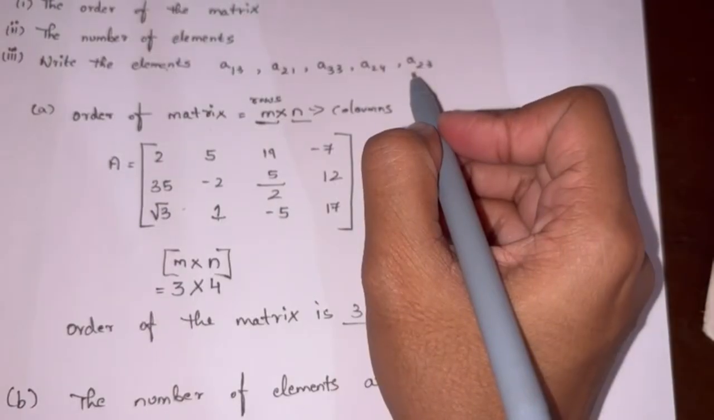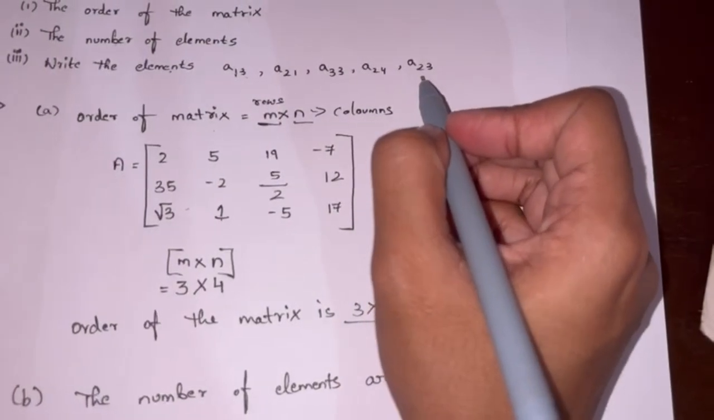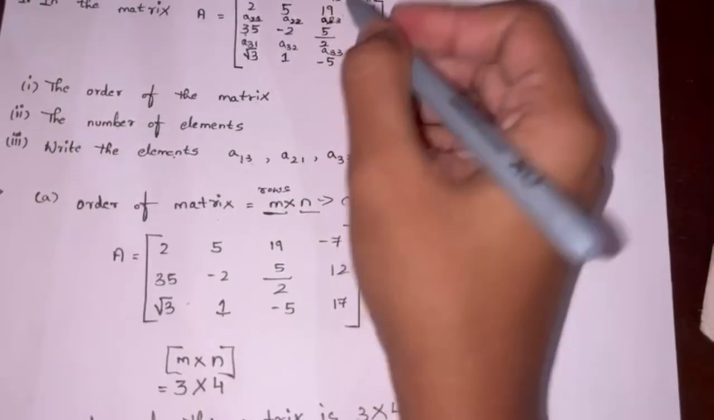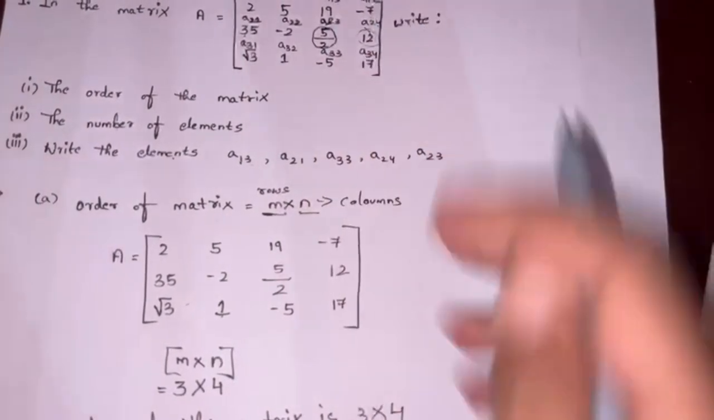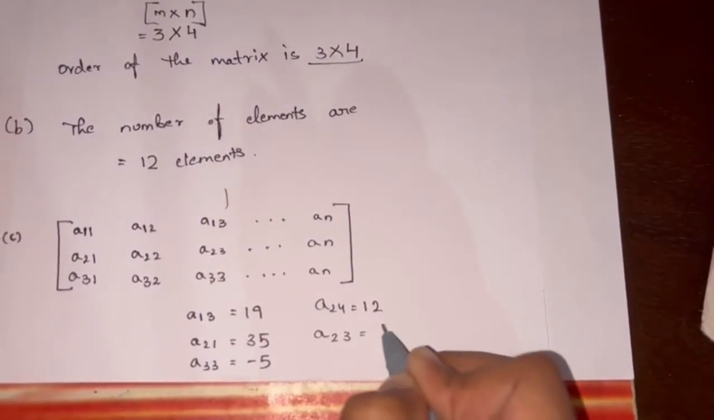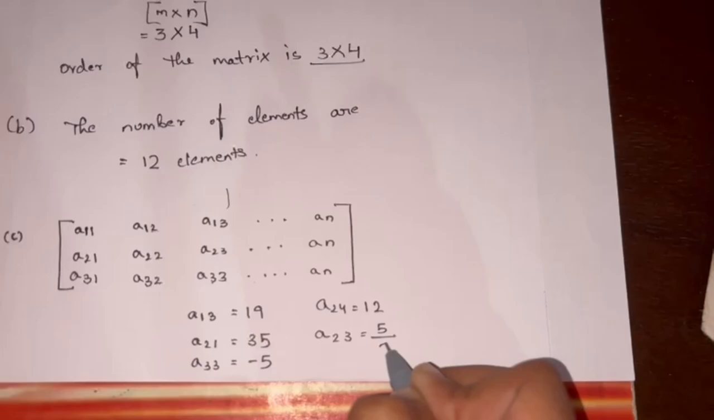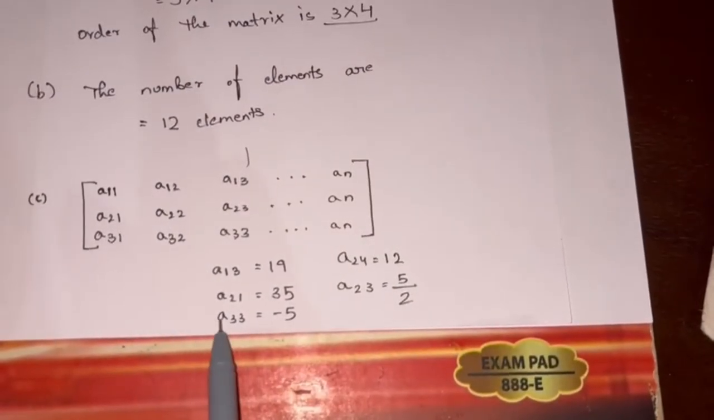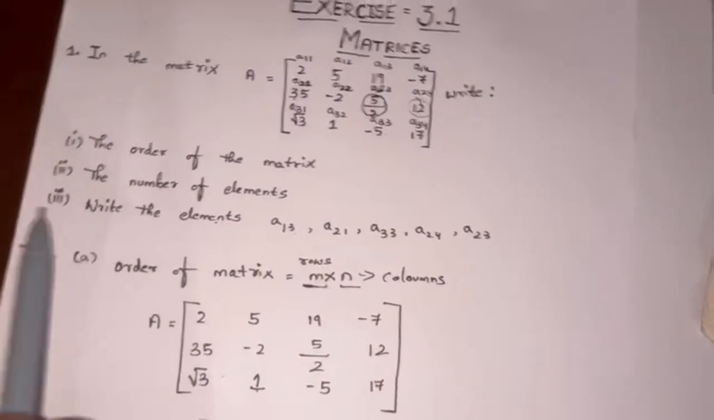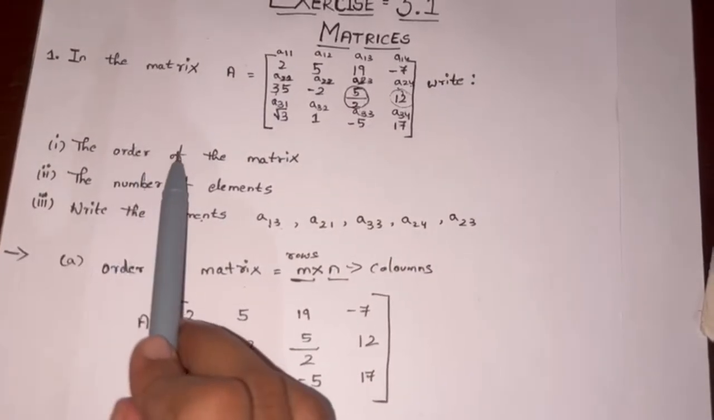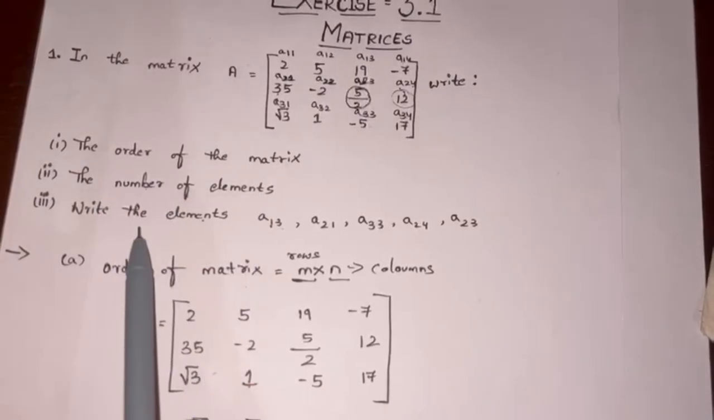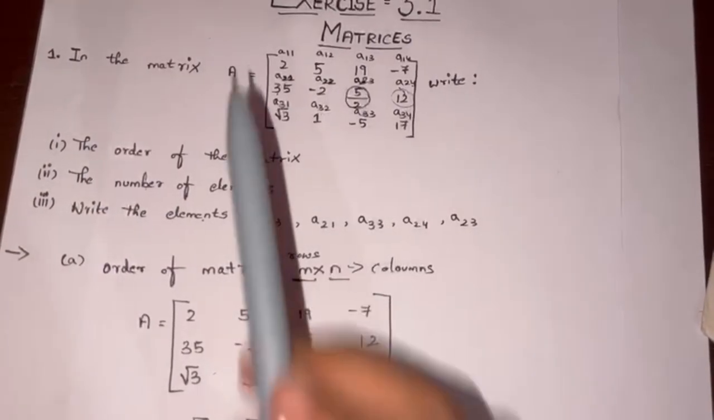The final element to find is A23. So let's see where A23 is present. A23 is present here and the element is 5 divided by 2. So A23 is equal to 5 by 2. So easily we found the elements, and I hope you guys are clear with these 3 questions. That is, the first one was to find the order of the matrix, then the total number of elements, then finally to find these elements in the A matrix.